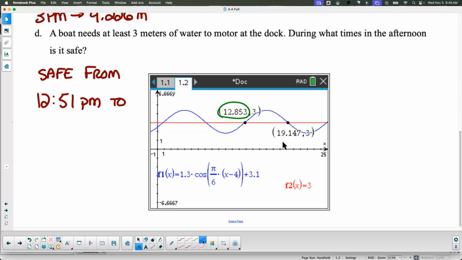What time of the day is this one? What time of the day would 19.147 be? 7:09? You think so? Agree with 7:09? I thought it was 7:08. 8.82? Okay. I would probably go with 7:08 then, if it were my boat. 0.82. Right.